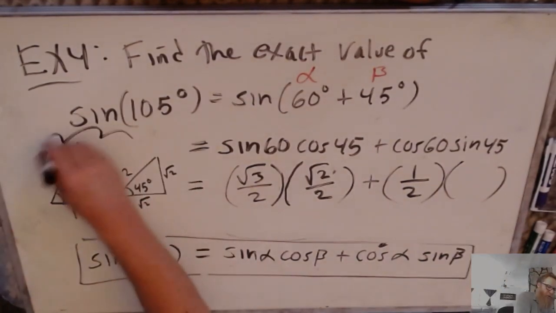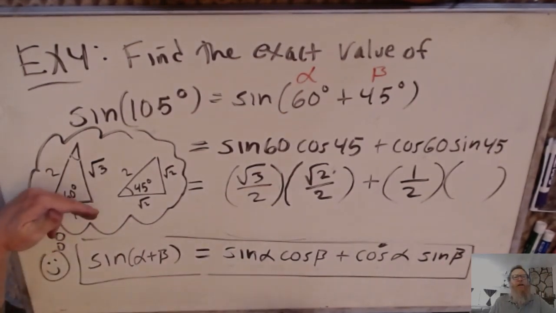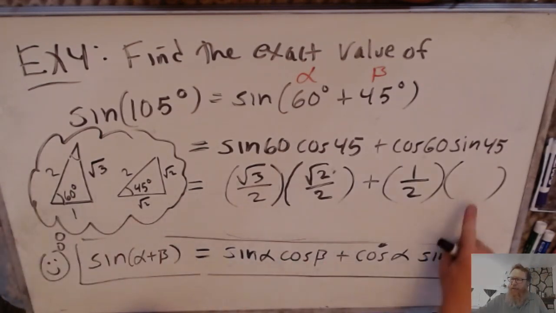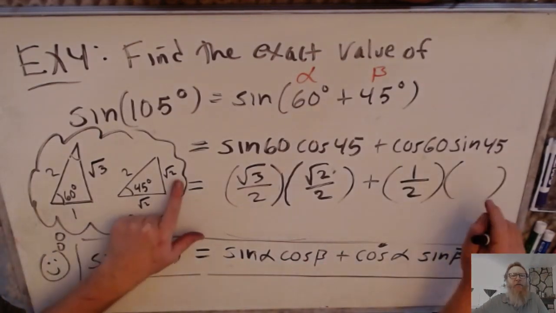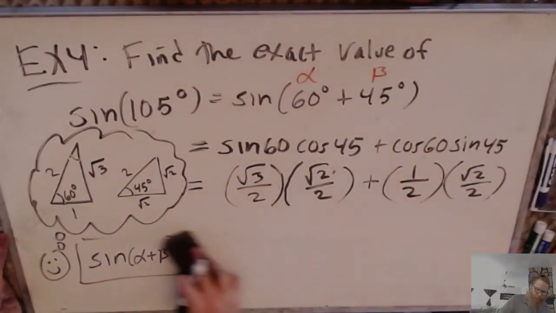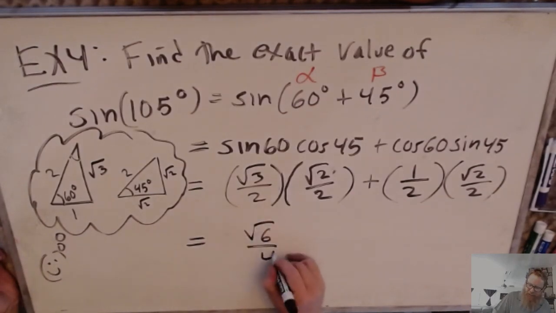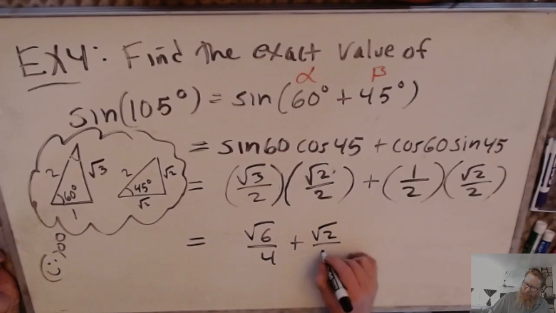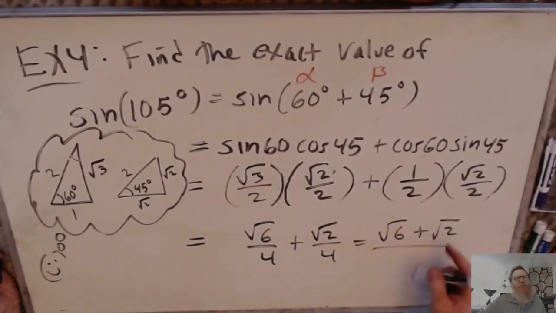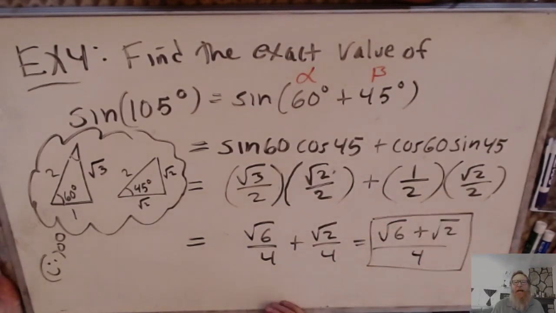The triangles are only if you forget your trigonometry, you have a mental reference of what it is, or maybe a physical reference. Sine of 45. Sine of 45 is radical 2 over 2. So there it is again, radical 6 over 4, radical 2 over 4. Don't try to add the 6 and the 2. They're non-like radicals. They cannot be added together.